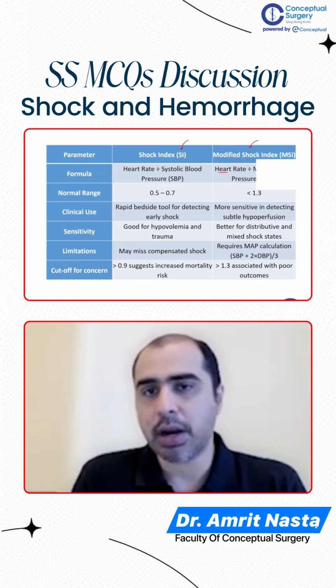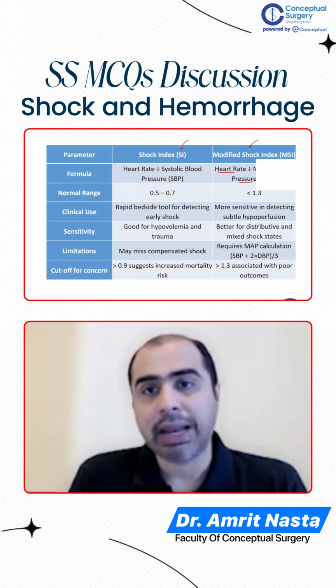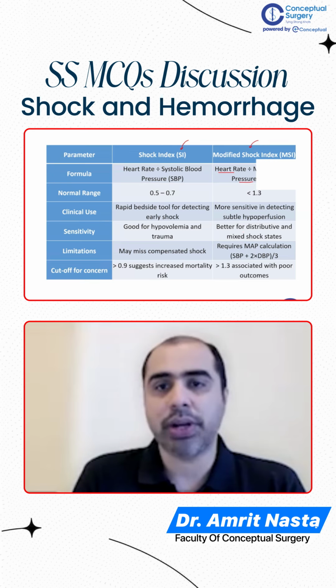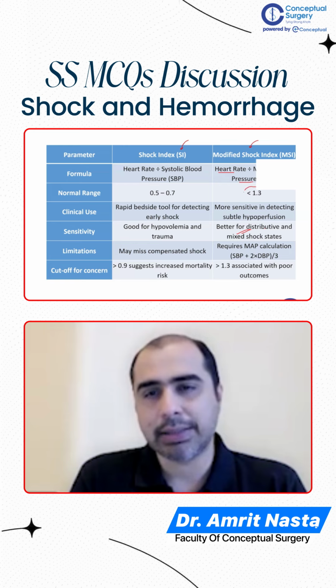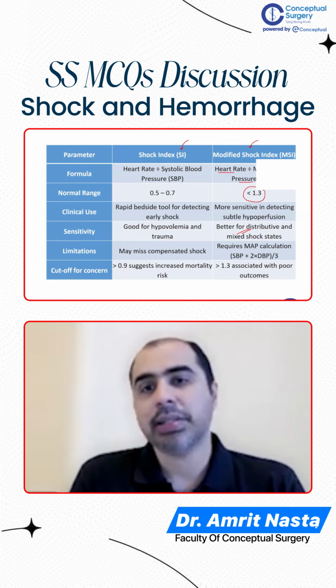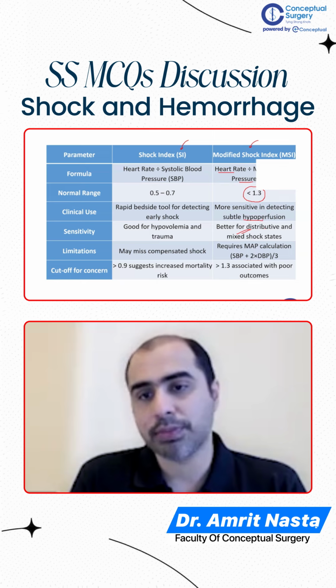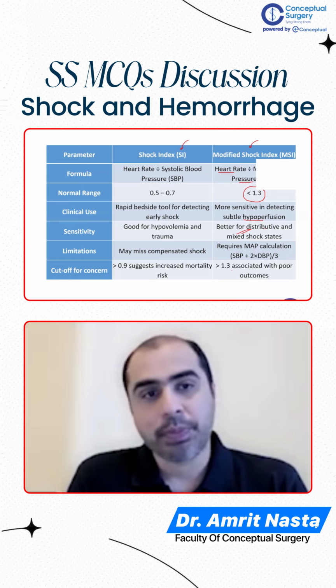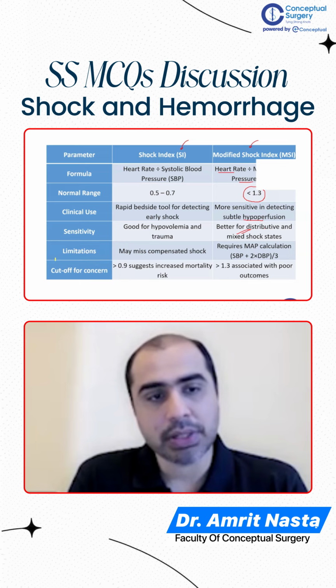Modified shock index is heart rate upon MAP, which is a better marker, and a decline in this modified shock index is associated with a poor prognosis, right? If it declines, it is associated with a poor prognosis. It is telling me about hypoperfusion, right? So if it increases, it means the person is having hypoperfusion.